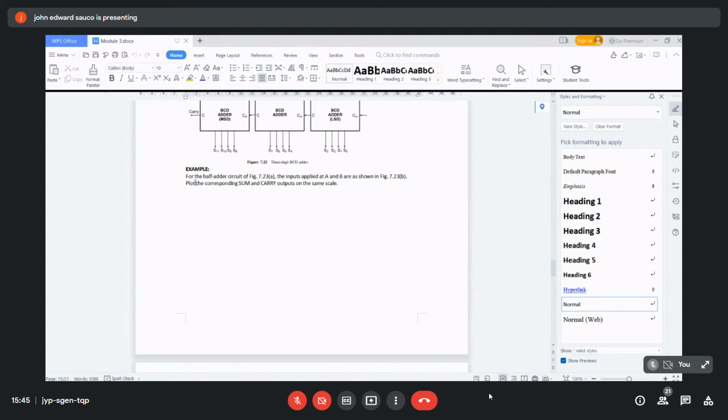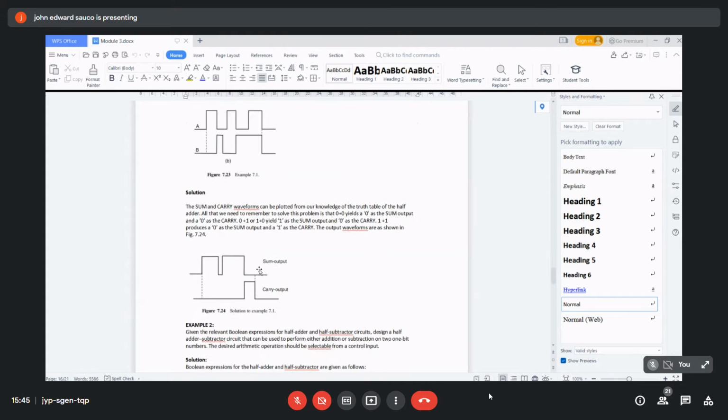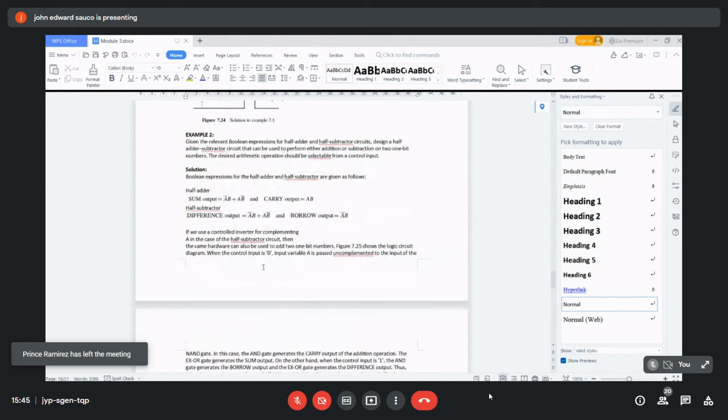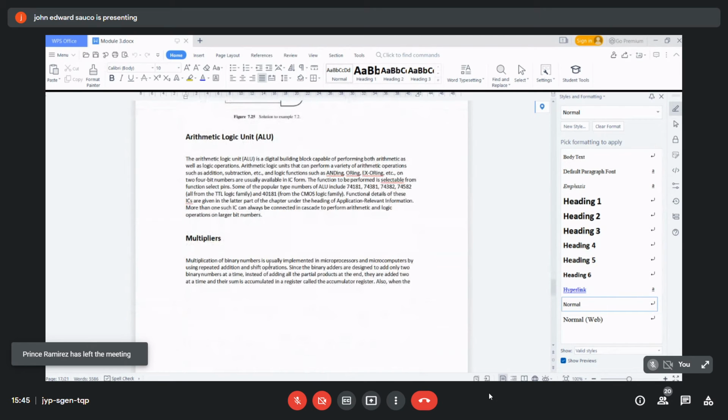So, meron tayong sample na sinabi last time. Makikita nyo na lang yan, naka-upload naman sa ating module. So, continuation is about sa arithmetic logic unit or ALU.